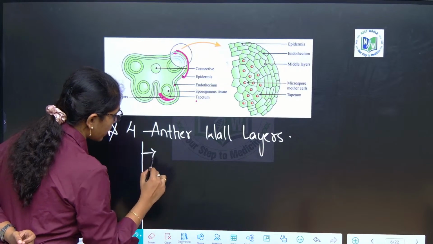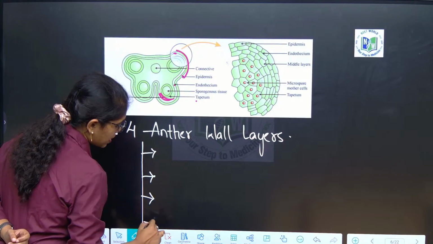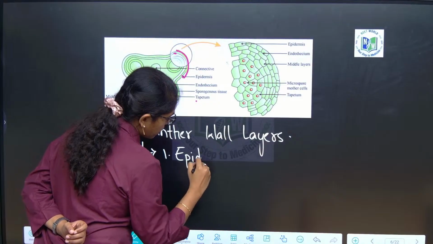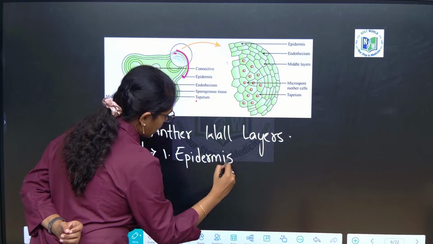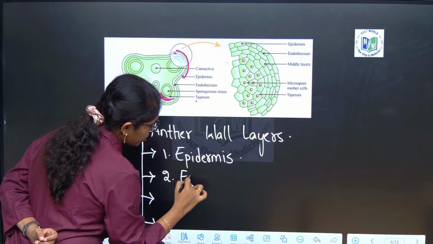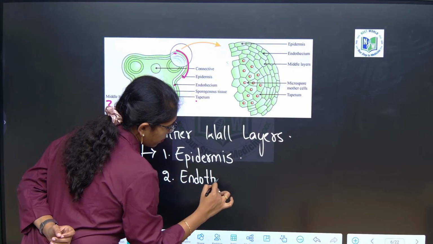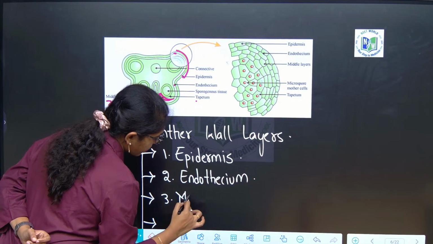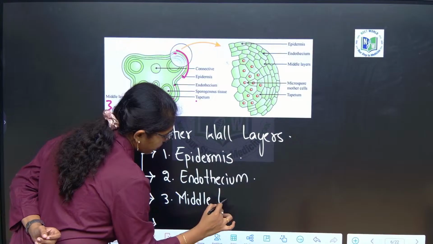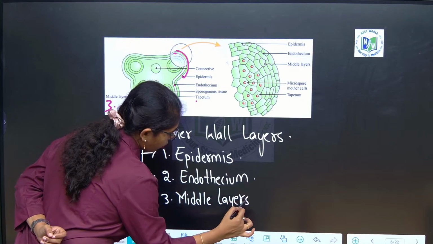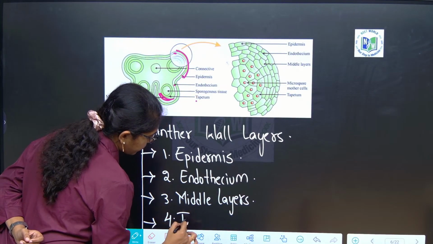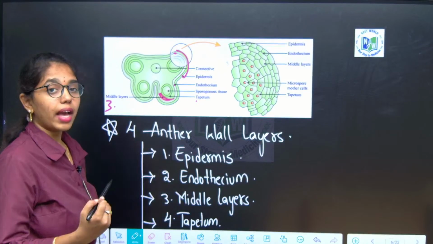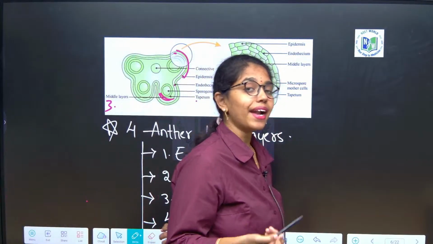In the chat box you can type. First is what? Epidermis. Second is endothecium. Third, middle layers. Fourth is tapetum. Fine. So we have epidermis, endothecium, middle layers and tapetum.